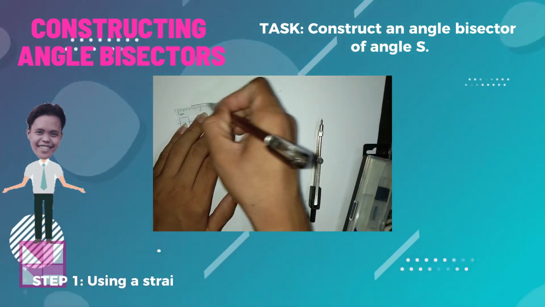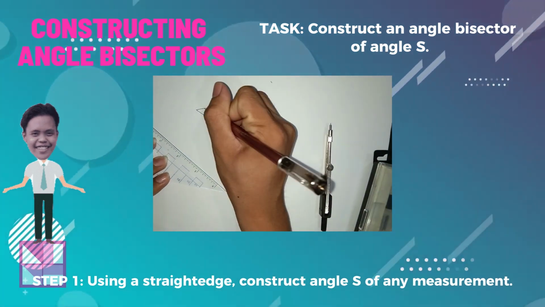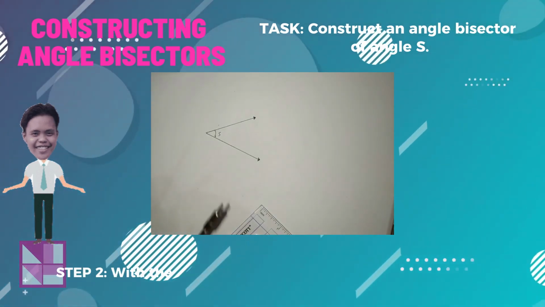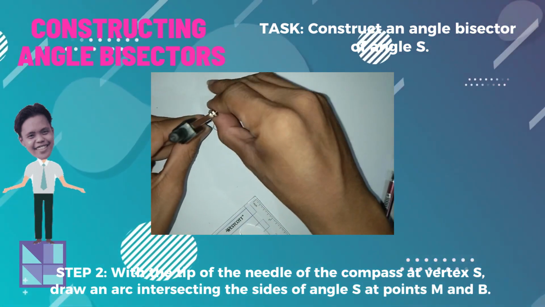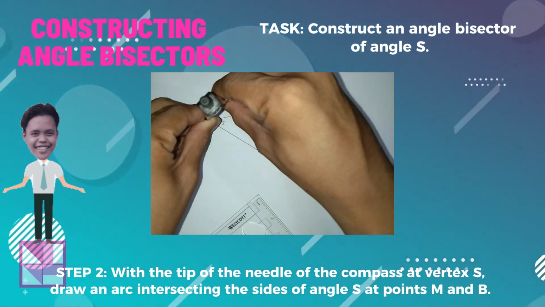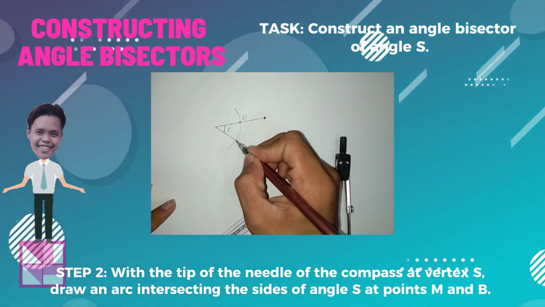Step 1. Using a straight edge, construct angle S of any measurement. Step 2. With the tip of the needle of the compass at vertex S, draw an arc intersecting the sides of angle S at points M and B.